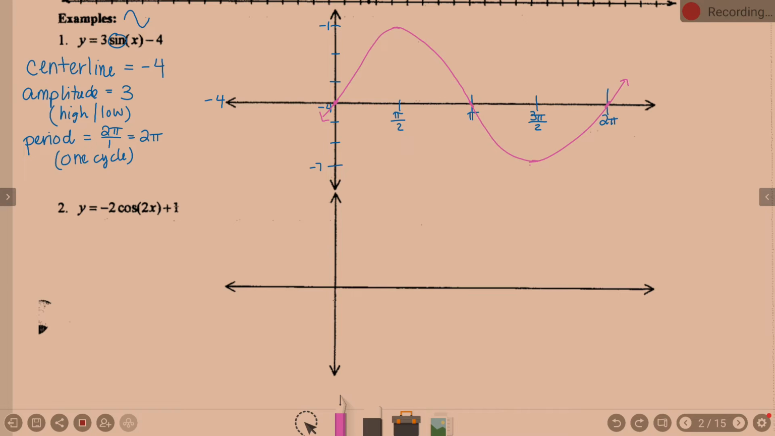Number 2, we get a little more fancy. Connor stole the first question. What kind of graph is it? Cosine. Good job.